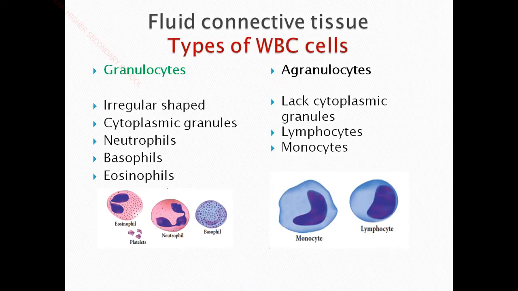And the next here comes the types of WBC cells. So we have different types of white blood cells, and they have been classified into two different types based on the types of granules present in them. It is granulocytes and agranulocytes.